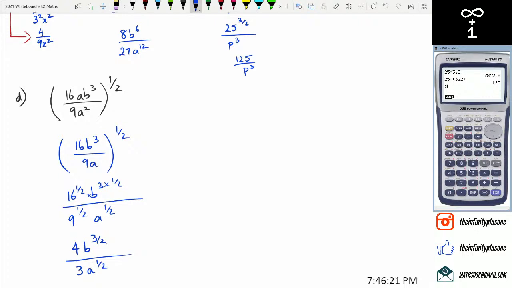So again, like if you forget it, you can always put it in the graphics calculator. 16 to the power of a half is going to give you 4, and then 9 to the power of half. Oh, made a mistake. Oops. That's what happens when I try to type in too fast. There we go. 3.